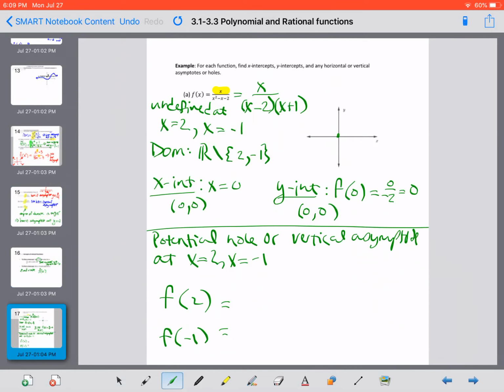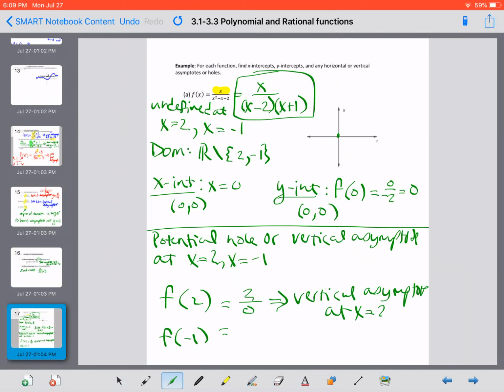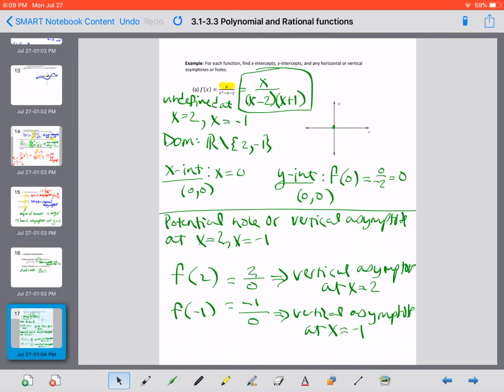Plugging in 2, I'm just going to plug it into this factored version of my function up here. Plugging in 2 is going to give me a 2 on top and 0 times 3 on the bottom, so 0 on bottom. Non-zero over 0 means we have a vertical asymptote at that x value of 2. If I try to plug in negative 1 just like before, I'll have negative 1 over negative 3 times 0, which is 0. So again, non-zero over 0 means a vertical asymptote, this time at the x value of negative 1. So we don't have any holes. We have 2 vertical asymptotes, that's fine.